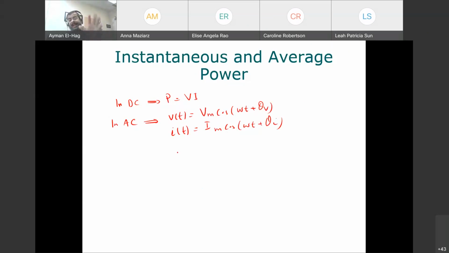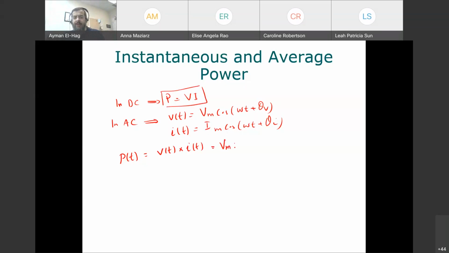The power stays the same. We will call it p(t), the power as a function of time, equal to v(t) times i(t). Makes sense. The power in DC is V times I. The power in AC is also V times I. But here the difference: there I am multiplying scalars, numbers, so it's very simple. Here I'm multiplying two cosine functions. So what will happen here? Then I will multiply them.